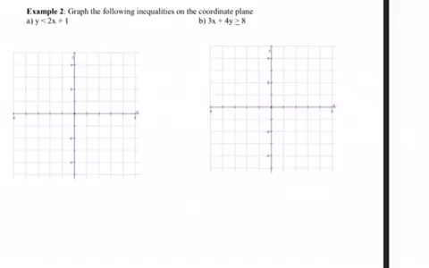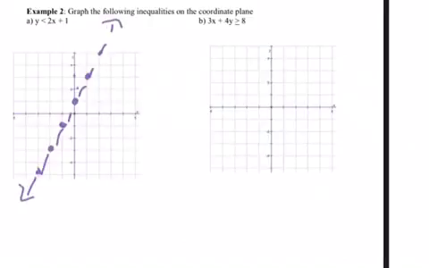So let's take a look at the first one. We've got y is less than 2x plus 1. So I'm going to graph this as if it said y equals 2x plus 1. I'm going to go up 1 and then use the slope, up 2 to the right 1. I'm just going to do that a few times to get a good line. And since it does not have a line underneath it, it's going to be a dotted line.